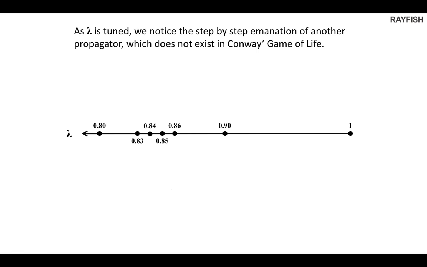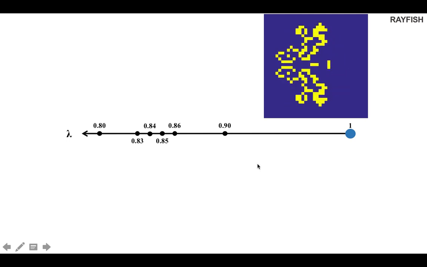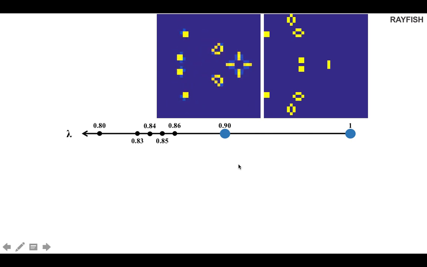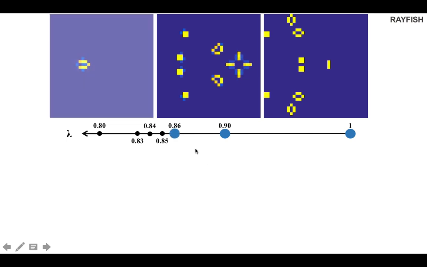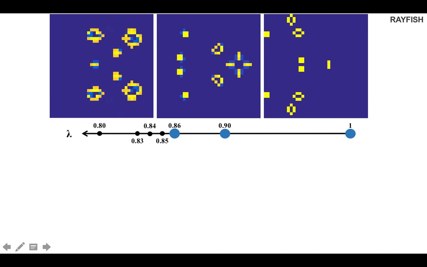Okay. As lambda is tuned, we notice the step-by-step emanation of another propagator which does not exist in Conway's Game of Life. Let us show how. So at the beginning, let's start with this. You can see that it's a growing structure. Now we will start again with the same initial conditions, but with lambda equals 0.9. And you can see that it just had a few steps, then it also broke down. Then this will have further steps. It was almost going to propagate, but then it also blew up.